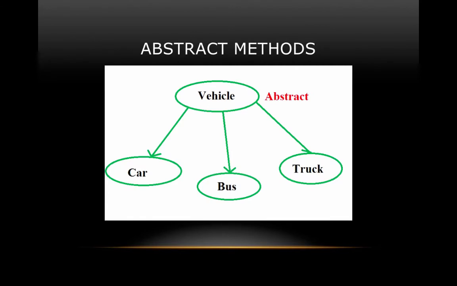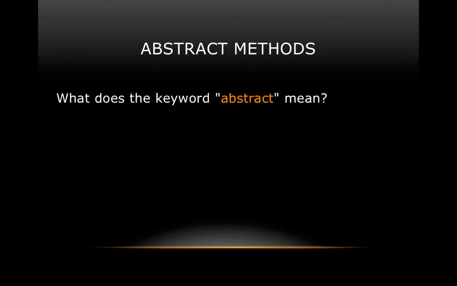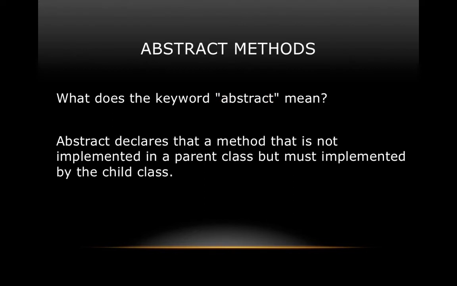Abstract methods. If the parent class, such as vehicle, does not have enough information to perform the desired functionality, some of its methods can be declared as abstract, meaning that the subclasses are required to implement the abstract method. Vehicle might have the method declaration for move as shown here. What does the keyword abstract mean in this case? The keyword abstract declares that the method is not implemented in the parent class but must be implemented in the child class.